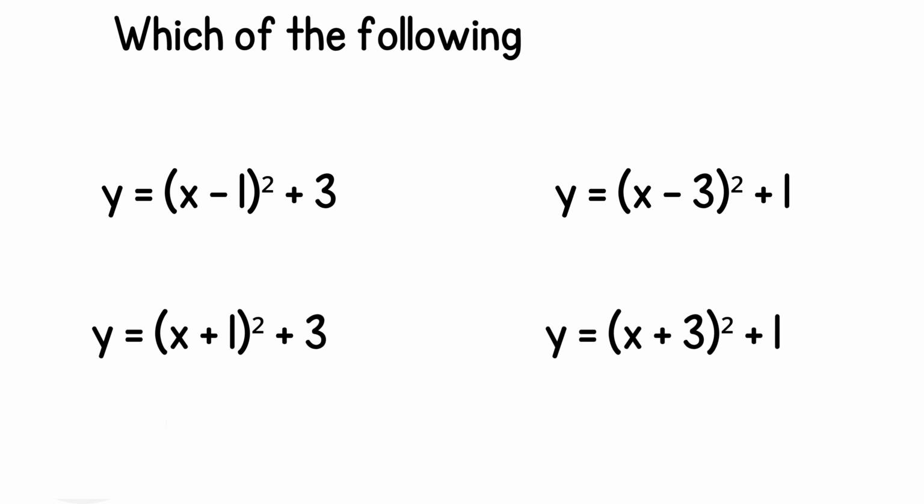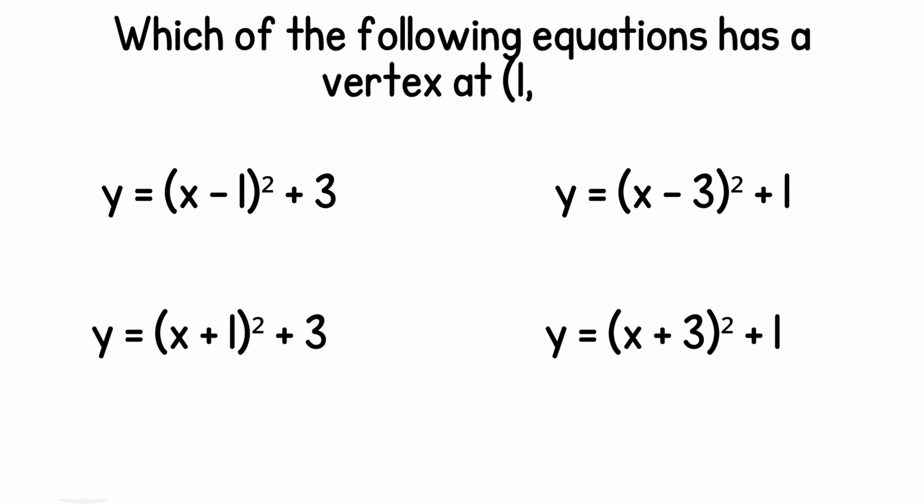In this example, we want to know which of the following equations has a vertex at (1, 3). If we look at our first example, we can see that h is 1 and k is 3. So our vertex happens at (1, 3). So this is the answer we were looking for, so we don't have to do the rest.